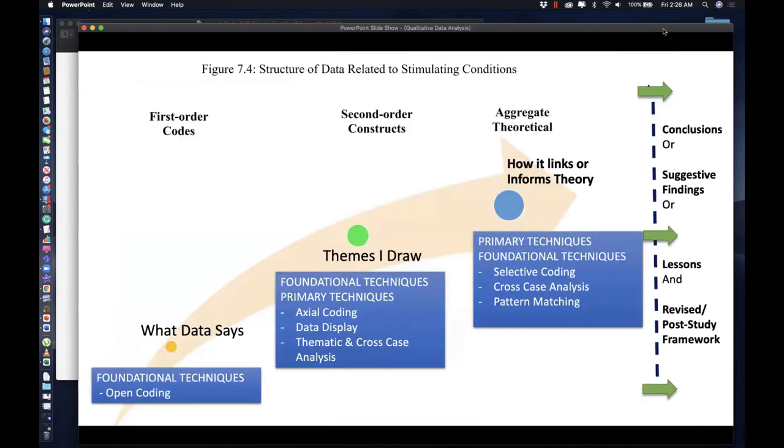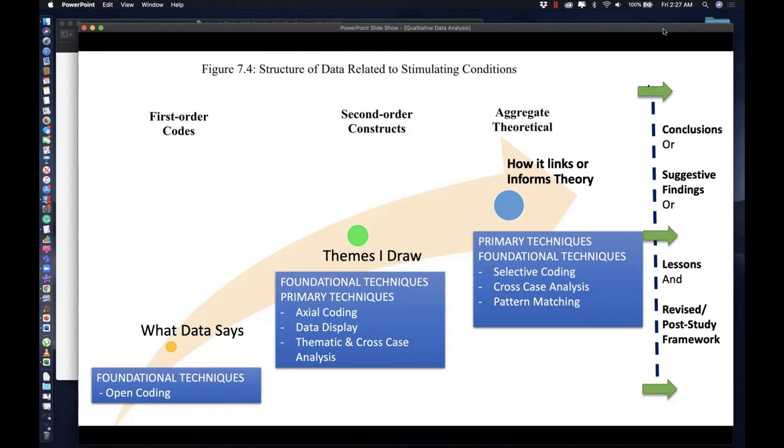Okay, so now let's look into detail. When I collect data, the first thing I should ask myself is, what is my data saying? And to be able to do that, I will draw on my foundational techniques. I will start looking at the data I have and do open coding, but with a lens of addressing my research questions and the purpose of the study. Then when I look at what the data says, I can ask myself what themes I can draw from it. I'll combine my foundational skills with my other primary techniques, including axial coding, data display, thematic and cross-case analysis.